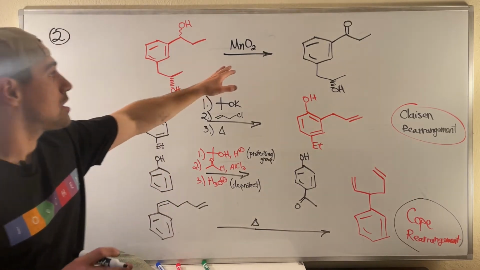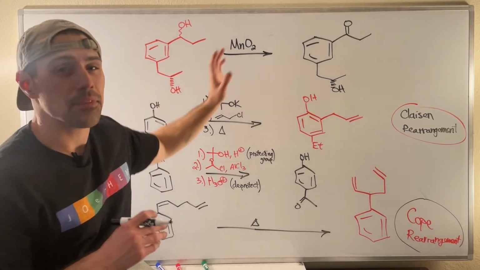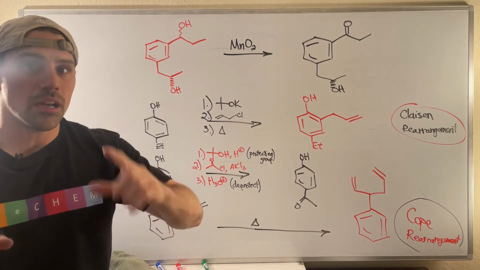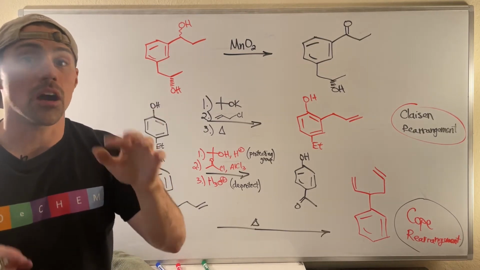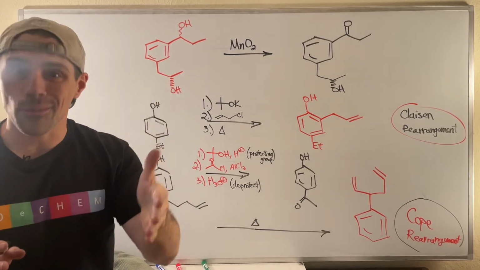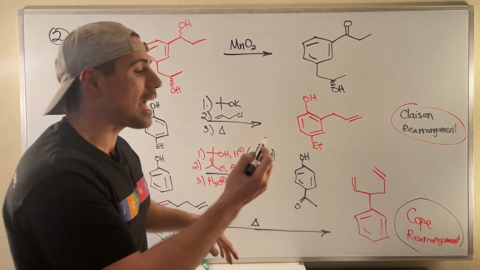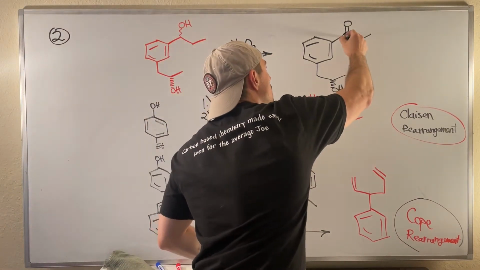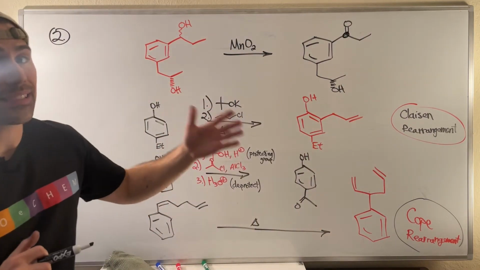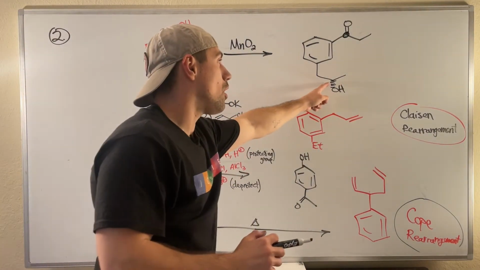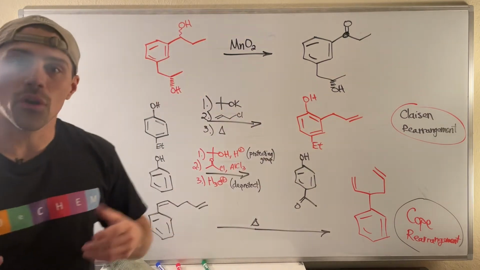So if we take a look at this reactant, we have manganese oxide. Now manganese oxide is good for oxidizing alcohols in the benzylic position. So if we take a look at our product, we actually just have the one carbonyl that's in a benzylic position. This alcohol is one carbon too far away.